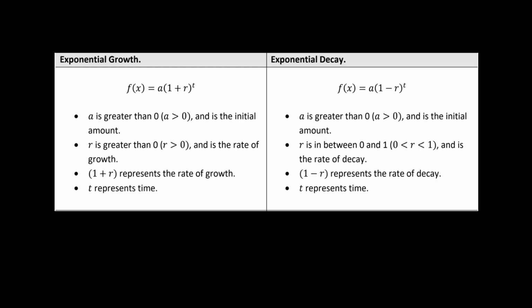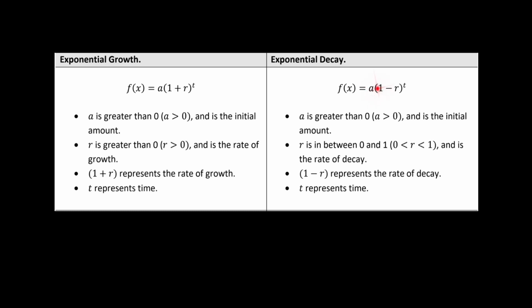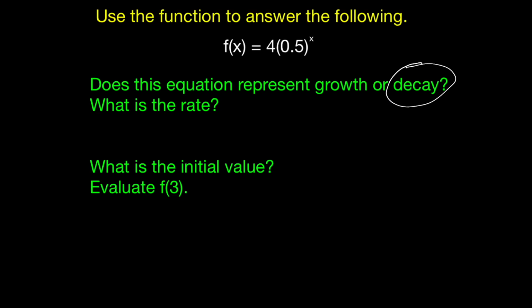And for decay, the general formula would be f of x equal to the initial value a multiplied by the quantity 1 minus r raised to the t power. Here I have x, but it would be the same thing if I had f of t. Now, to find the rate, I want to point out that the quantity that's inside of the parentheses is represented by 1 minus r. So I'm going to let 0.5 equal to 1 minus r, and then I'm going to solve for r. That's going to give me the rate.